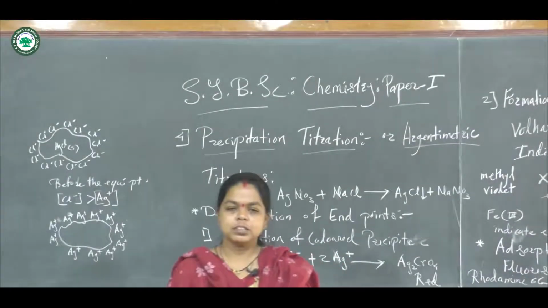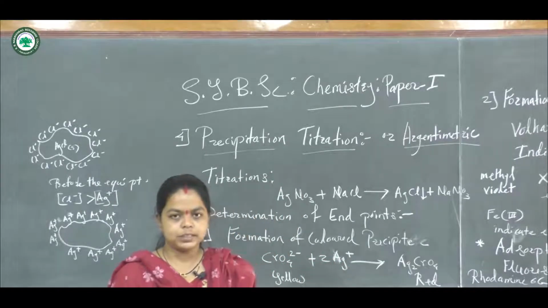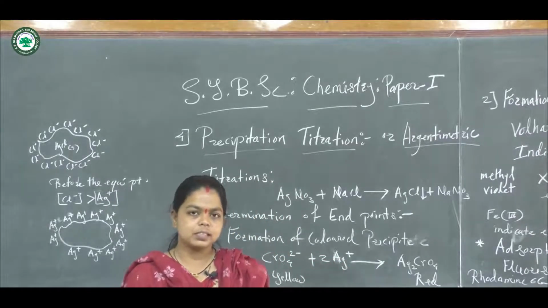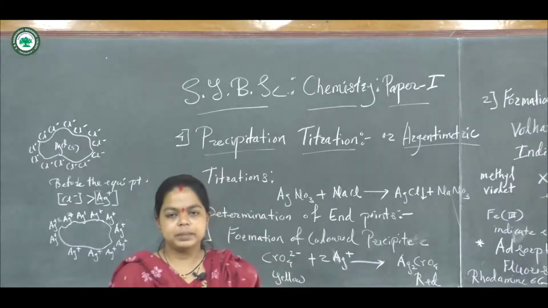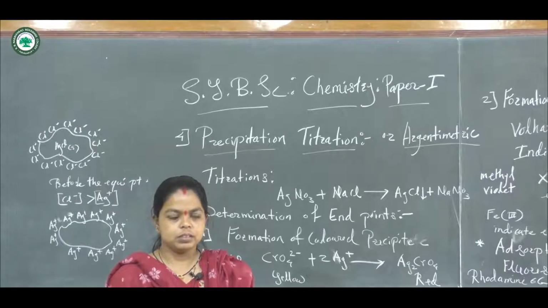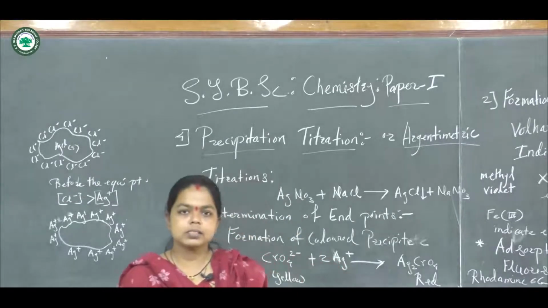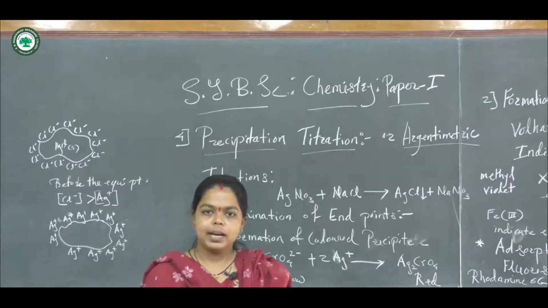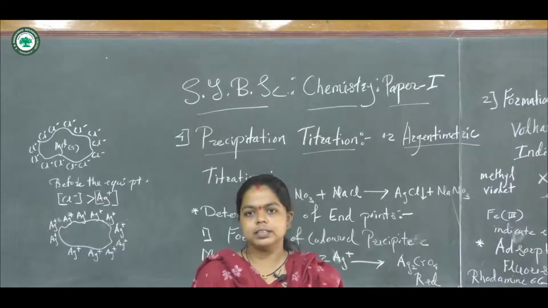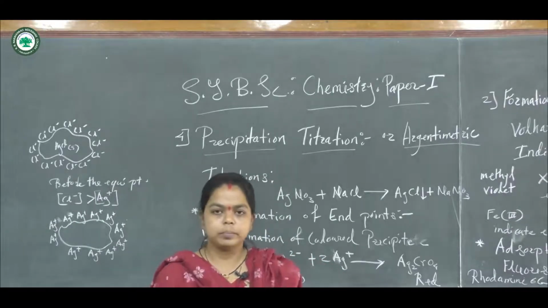Hello everyone. In the last lecture we have studied the three types of titration in volumetric analysis. Now the last type is the precipitation titration. All the titrations we have studied require an indicator to detect the end point, and accordingly we can determine the corresponding concentration of the ions or the compounds.